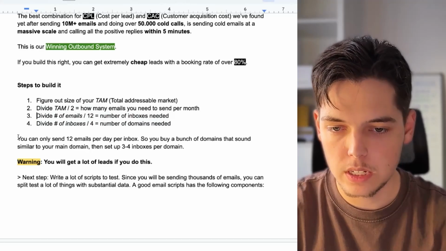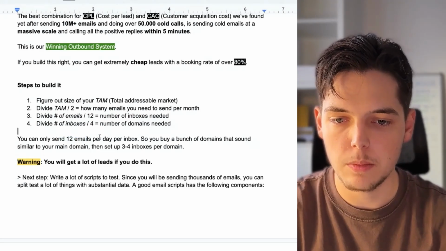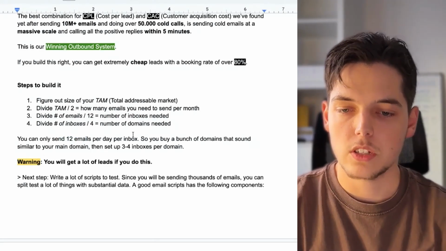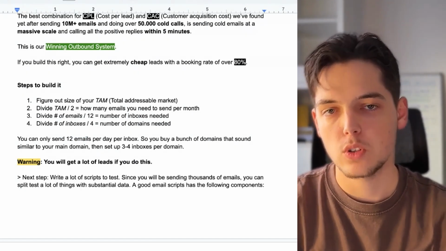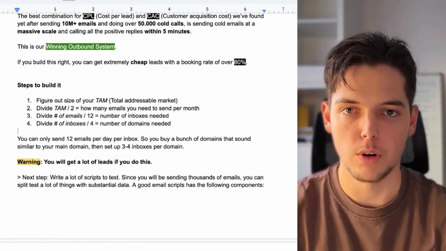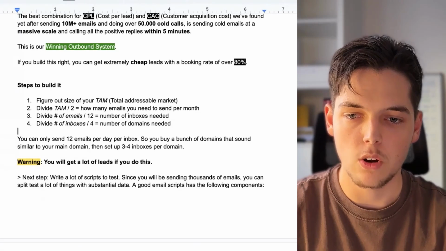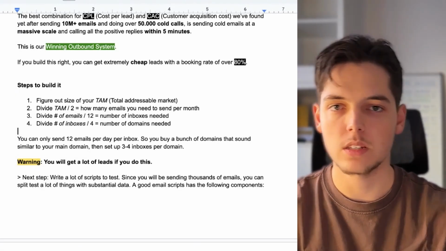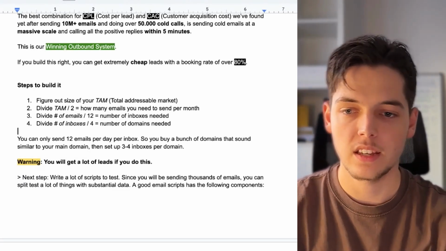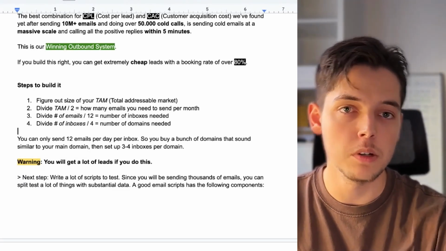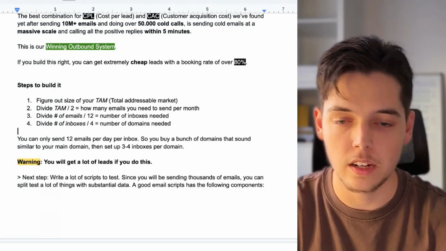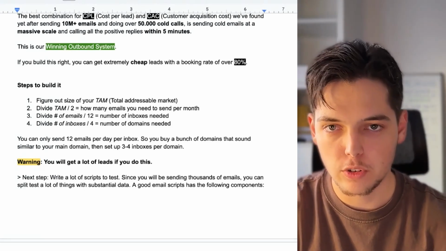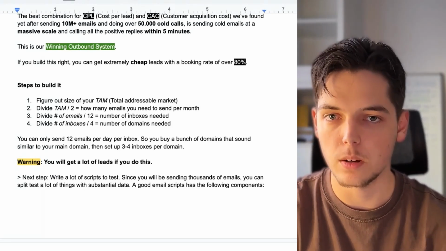And why do we do this? Well, you can only send 12 emails per day per inbox, because otherwise you will just land in spam. So we need to buy a bunch of inboxes with a bunch of different domains that all sound similar to your main domain. All right. So if you have businessname.com, you can have domains like getbusinessname.com, gobusinessname.com, and stuff like that. Just similar, and they redirect to your main one. If someone searches them up, they come to your website.